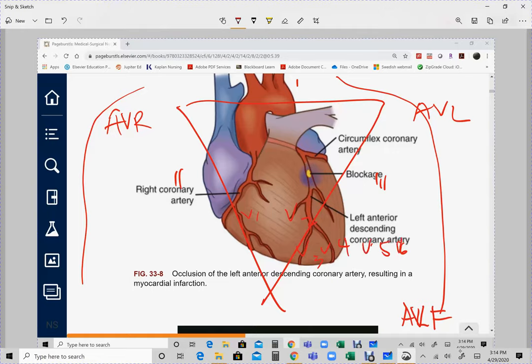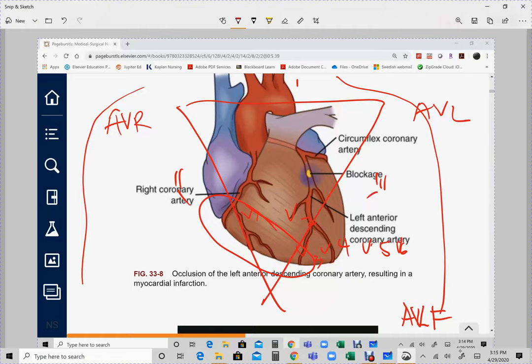So the doctor will know which MI based on the leads. Where did he or she see the ST and T wave changes? So it corresponds with the lead. Since leads 3 and 2 are facing this way, you can see this type of MI here in leads 1, 2 and 3.